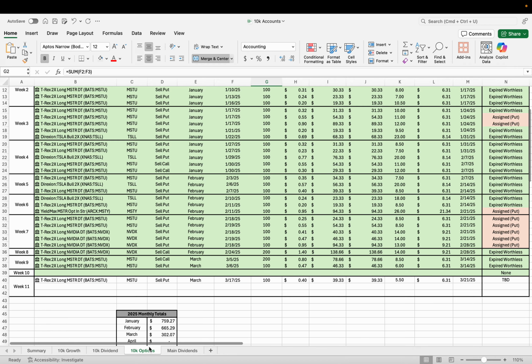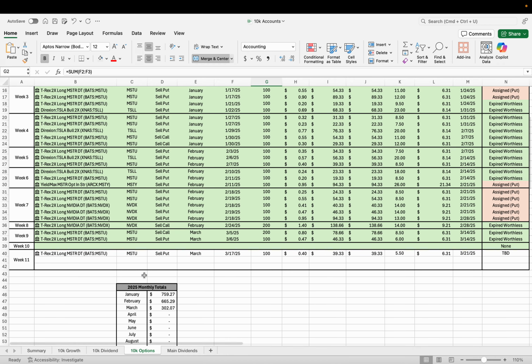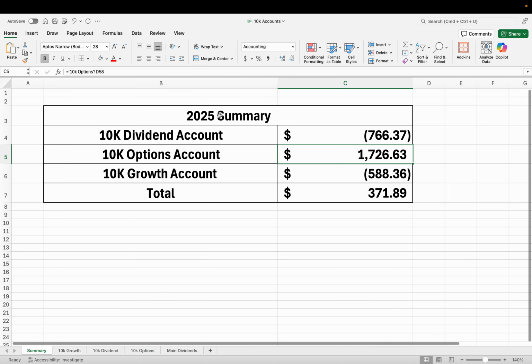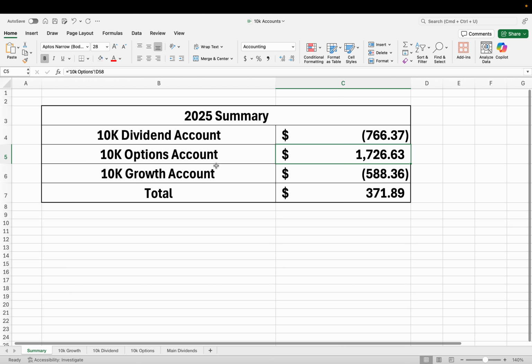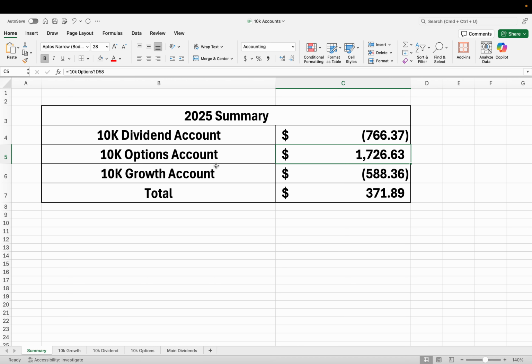If I scroll over here to the options account in week 11 and in week 12, to really make some big moves in the options account. So from negative $62 overall to a positive $371.89. Very exciting move. It just shows how the combination of these three strategies are working together to keep the net gains of the account in the positive, and how different market conditions affect these accounts differently.